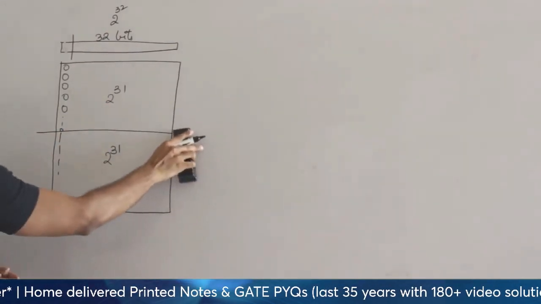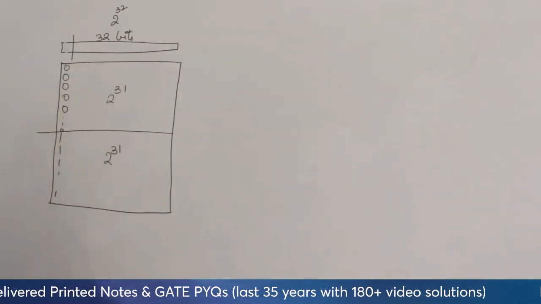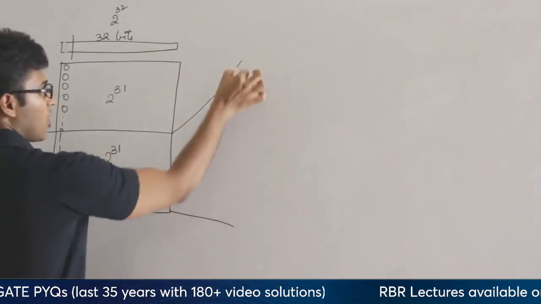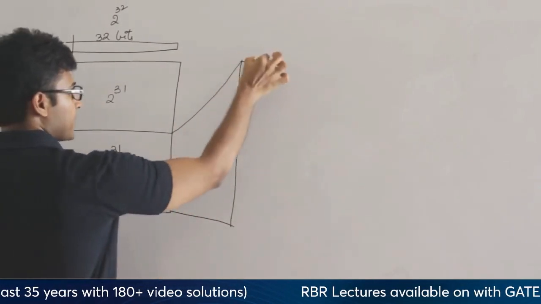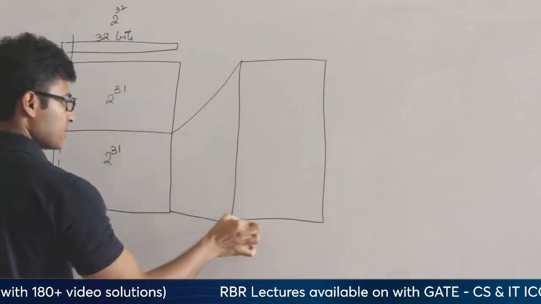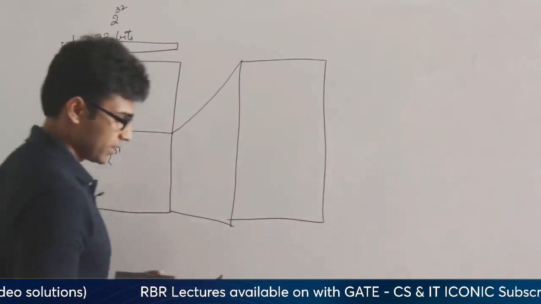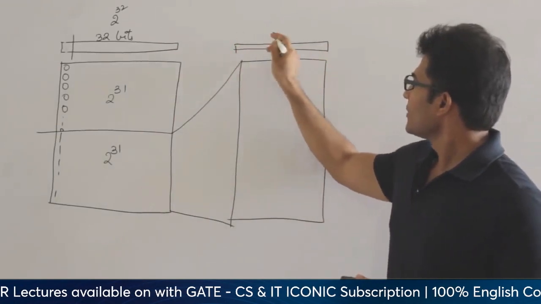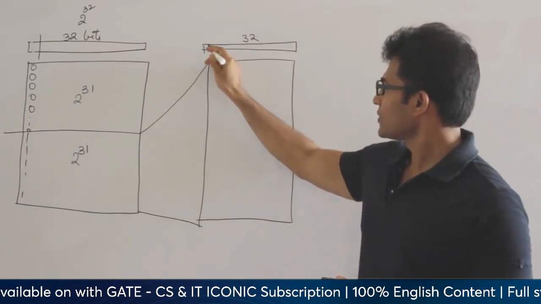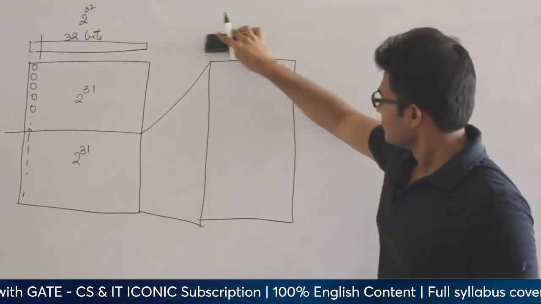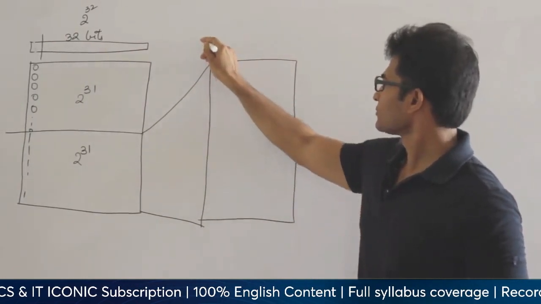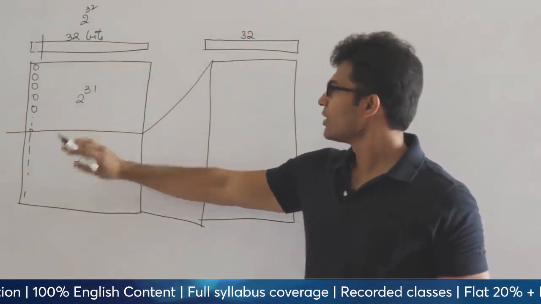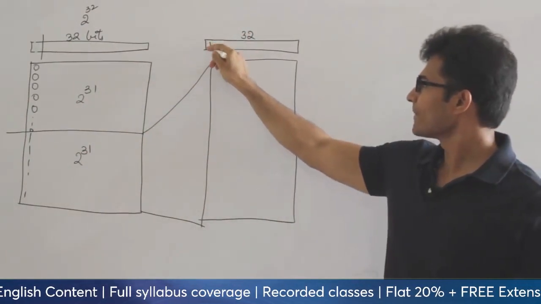Now the first part has been left out, and they have chosen the second part. If you look at the second part, how many numbers were there? The total number of numbers present in the second part is 2 power 31, right? Moreover, our IP address was 32 bits, out of which the first bit is already chosen, and that bit is set as 1, right?